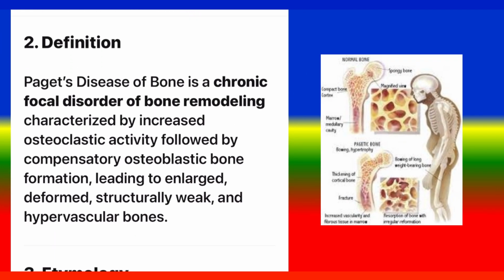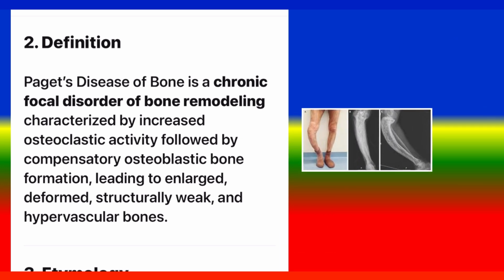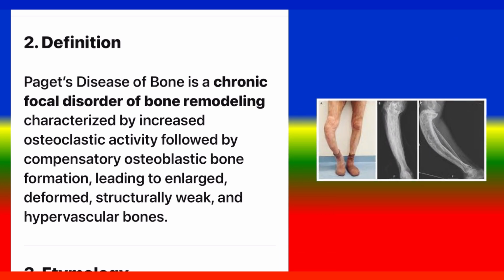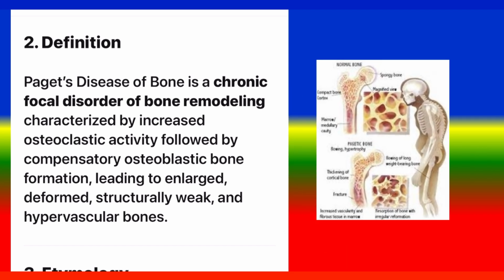Definition. Paget's disease of bone is a chronic focal disorder of bone remodeling characterized by increased osteoclastic activity followed by compensatory osteoblastic bone formation, leading to enlarged, deformed, structurally weak, and hypervascular bones.